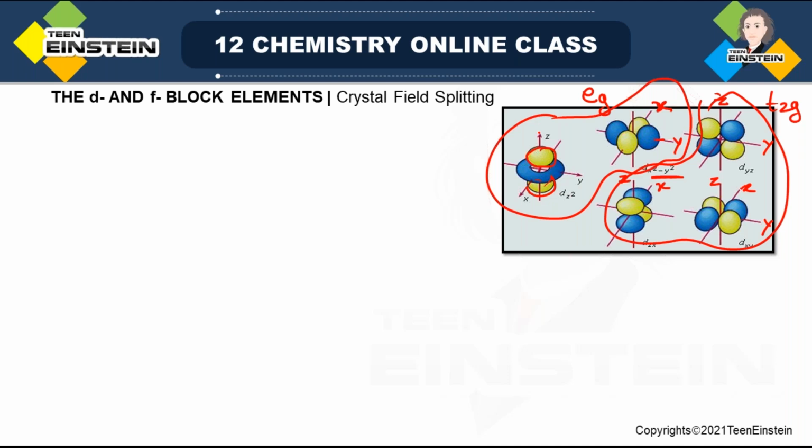Now what is crystal field splitting? Again, I am saying this is completely from a different chapter, but if we do not have some primary idea about this theory, we will not be able to understand why the nature of the ionic radii curve, that you have seen in the previous slide, is like this.